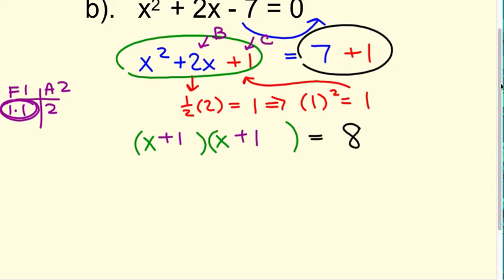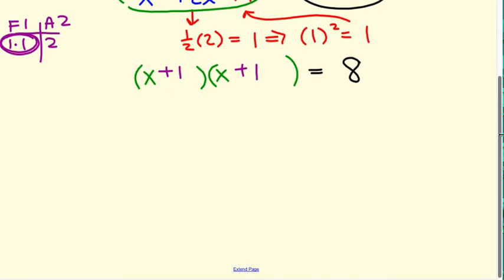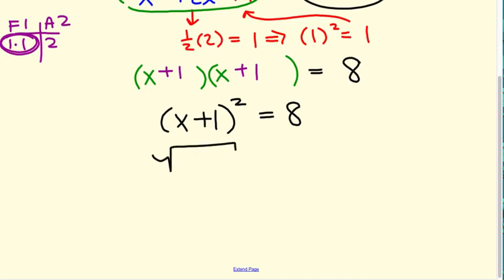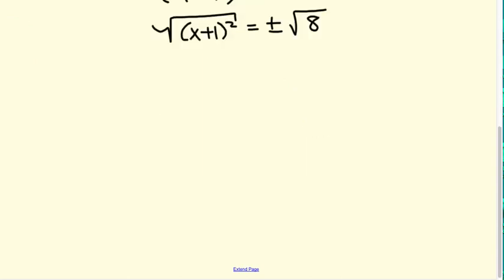Notice, when you do completing the square, you're always going to get the same parentheses. This is called perfect squares. So x plus 1 times x plus 1 is x plus 1 all squared. Now finish the problem by undoing. So I'm going to square root both sides. Don't forget the plus or minus on the right. When you square root both sides, the left-hand side will cancel out. Now subtract 1 from both sides.